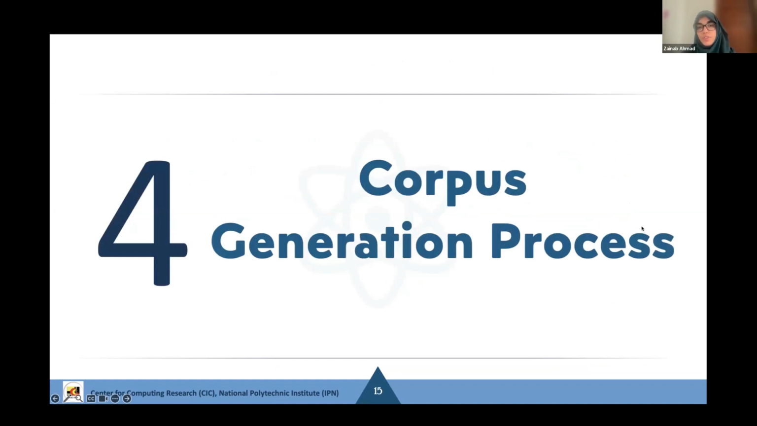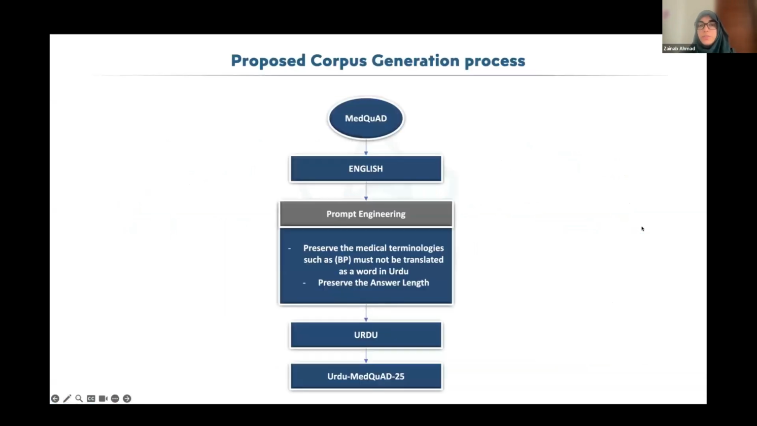So now let's move to our corpus generation process. Well, we have selected the MedQuAD dataset, which we have seen used in many studies, but that is in English language. So we have translated that using prompt engineering technique. While translating, we make sure to preserve the medical terminologies like BP. So we made sure that the LLM does not translate it as bay and pay, which are the alphabets of Urdu language, as BP is a very commonly used terminology, so it should remain consistent.